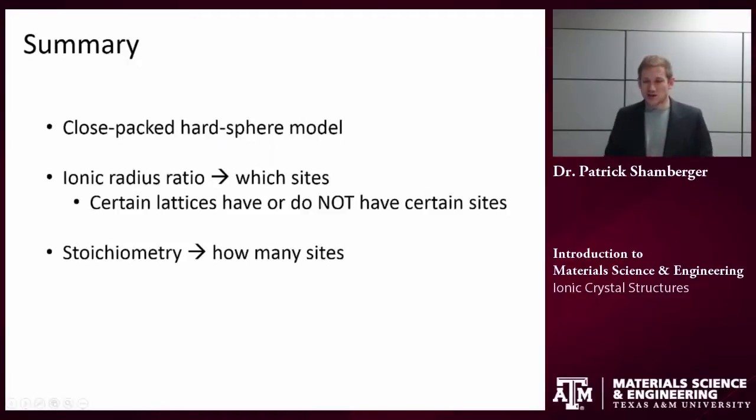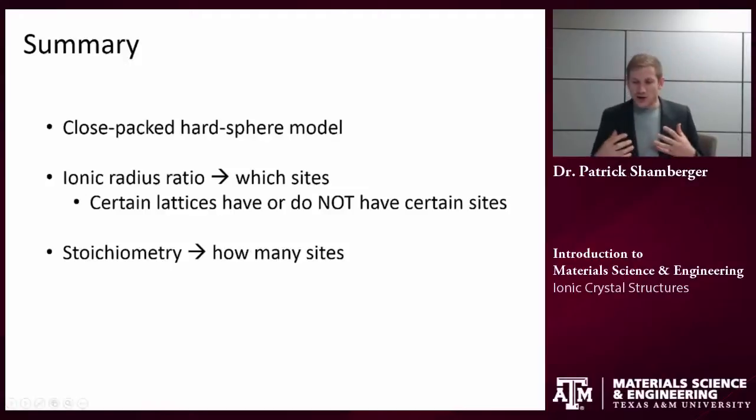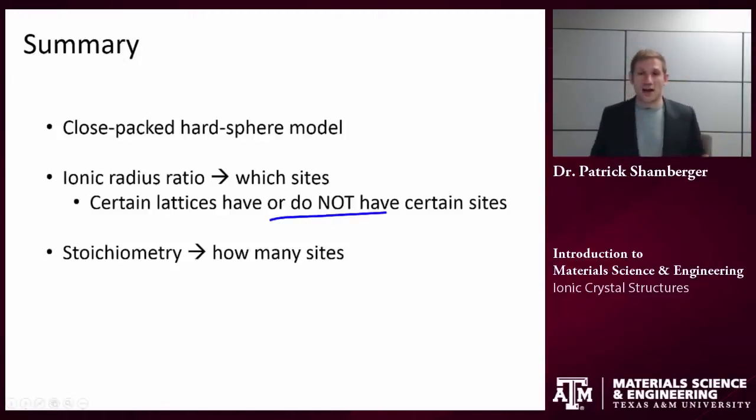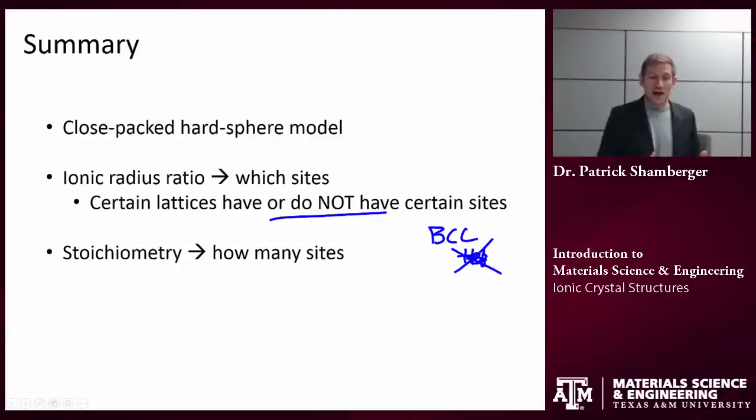Okay, so we've thought about ionic structures. We've talked about how they also follow a close-packed hard sphere model. But the 2 important things, right? Ionic radius ratios are going to tell you which sites are occupied. Are those cations sitting in cubic sites, octahedral sites, tetrahedral sites? Certain lattices do or do not have certain sites. So for example, the BCC lattice does not have tetrahedral sites. So if you found by the ionic radius ratio that the cations want to sit in tetrahedral sites, then those anions are not going to be coordinated in a BCC structure.